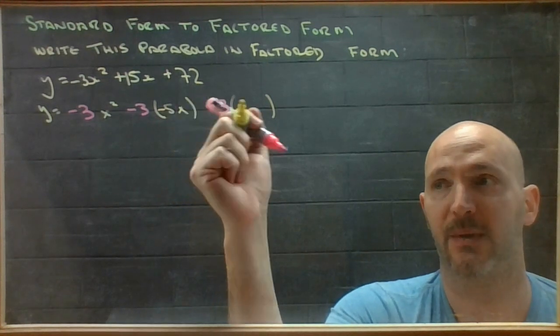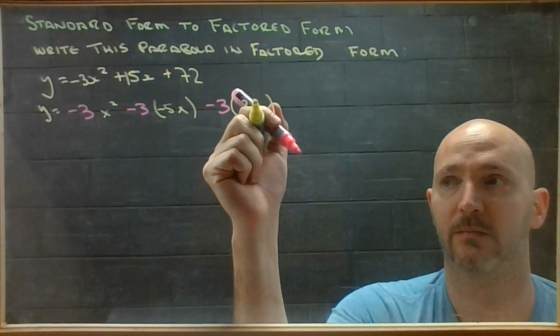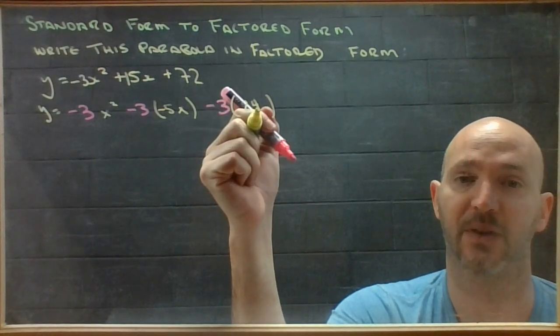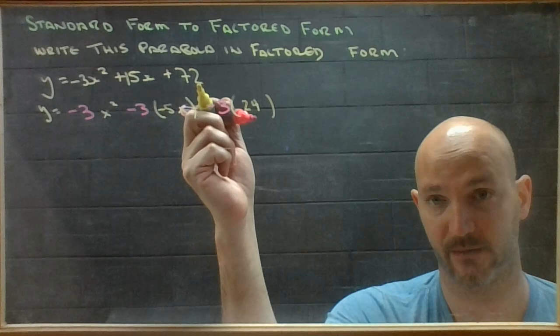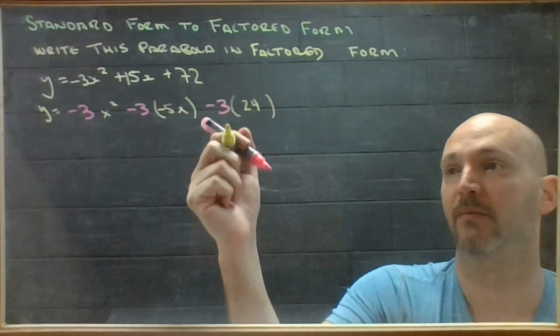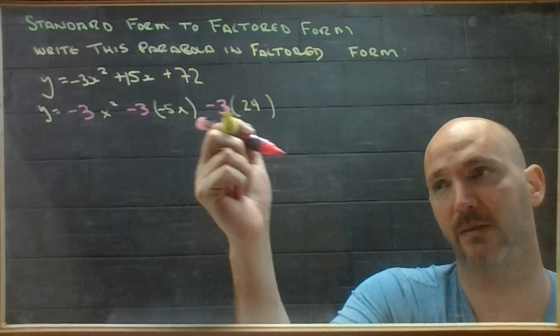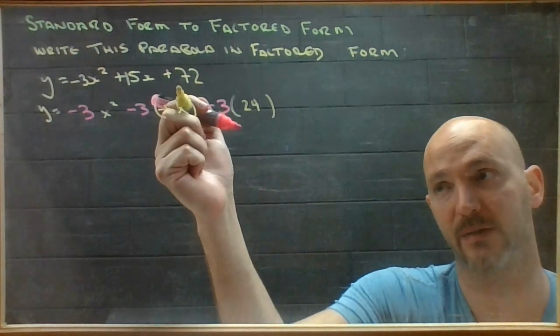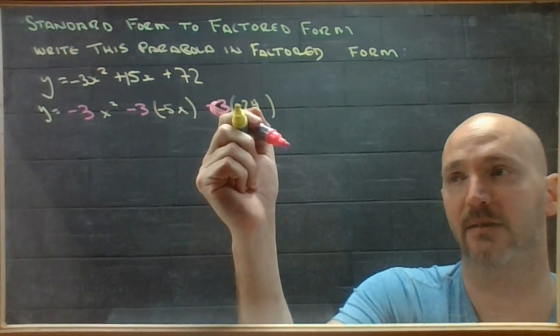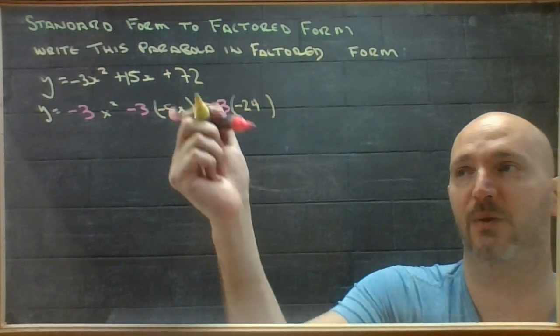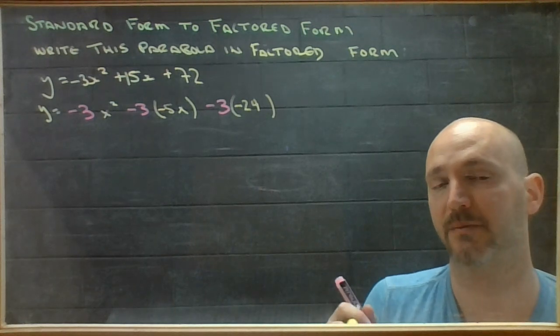Now for the last term, I think that's 24. 3 times 20 would be 60. 3 times 4 would be 12. 60 and 12 is 72. Negative 3 times 24 would give me negative 72, so I need this to be negative. Negative 3 times negative 24 is positive 72.